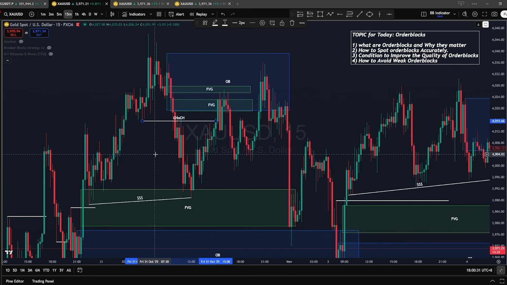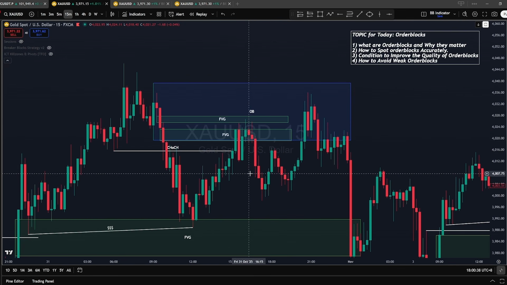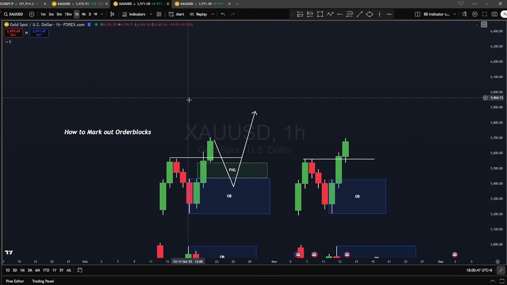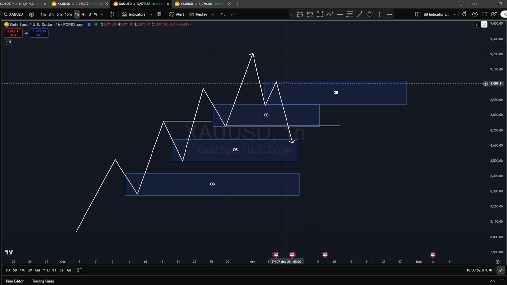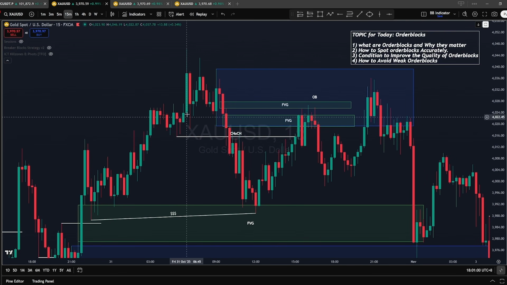Now, let me ask you one question. For you to mark out your reversal order blocks, what do I want to see? The origin of what caused price to reverse, as we have described earlier on, right over here. Origin of what caused price to break lower. The buy before the sell. Good. So, was this the buy before the sell?